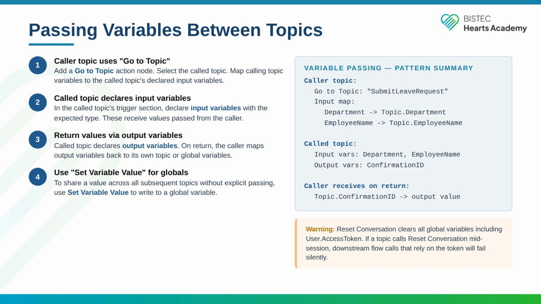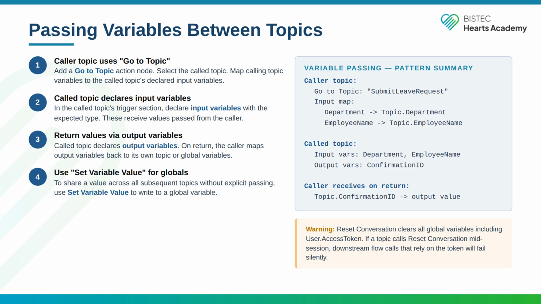One critical warning applies to global variables and the reset conversation system topic. Reset conversation clears all global variables, including user access token. If any topic in the agent invokes reset conversation, even with good intentions, any Power Automate flow call after that point that requires a delegated OAuth token will fail silently.